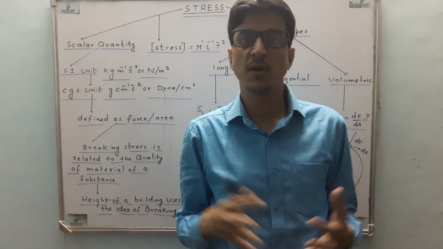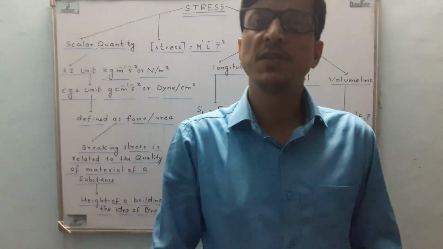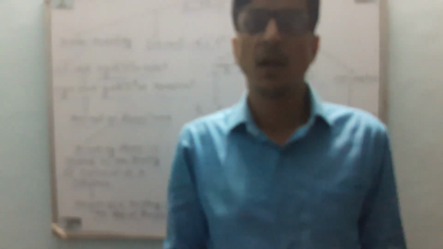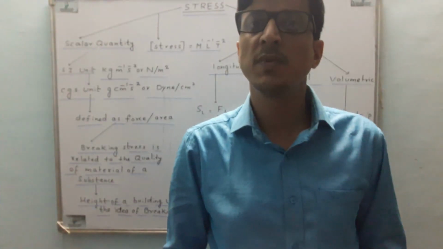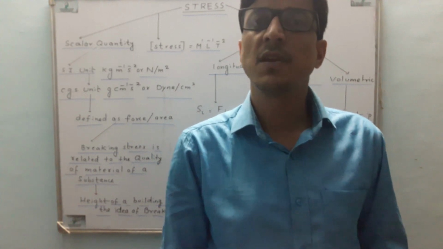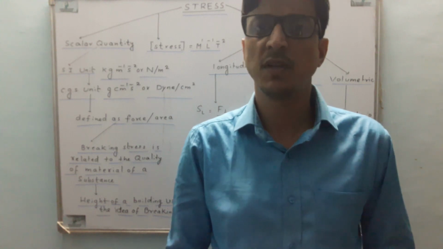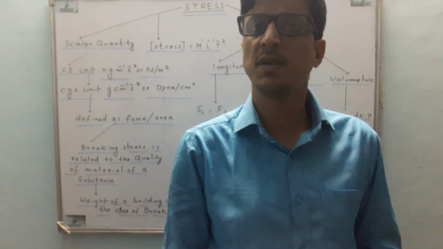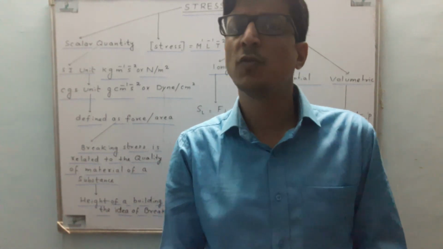Let's discuss today one important concept, which is stress. So stress is basically force per unit area, and it is of three types: longitudinal stress, tangential stress, and volumetric stress. It has the dimensions M1 L-1 T-2, SI unit Newton per meter square, CGS unit Dyne per centimeter square. So stress is basically the value of force per unit area.